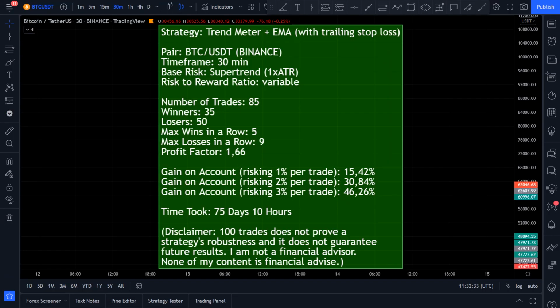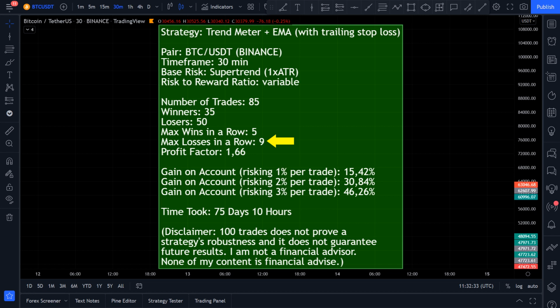And the results are in. On the same pair, the same time frame and the same time interval, we had 85 trades, from which 35 were winners and 50 were losers. This brings us to a total of 15.42% net profit while risking 1% per trade. The most wins in a row was also 5, but the most losses in a row has decreased from 13 to 9, which means this version of the strategy had a lower drawdown.